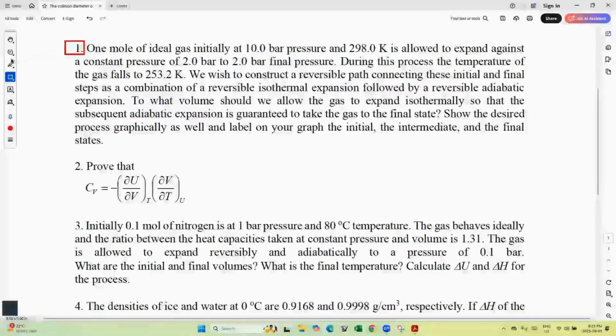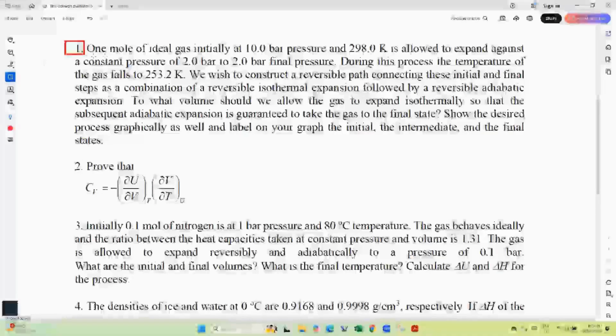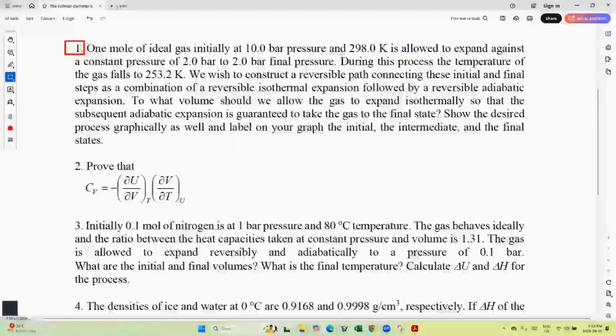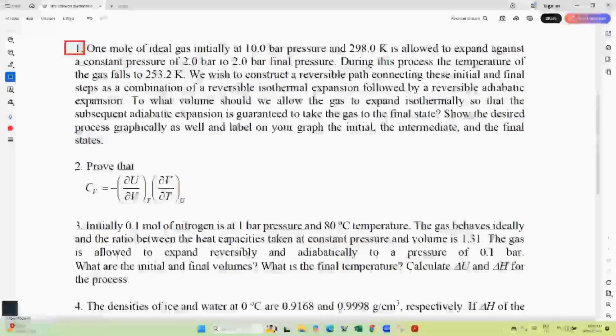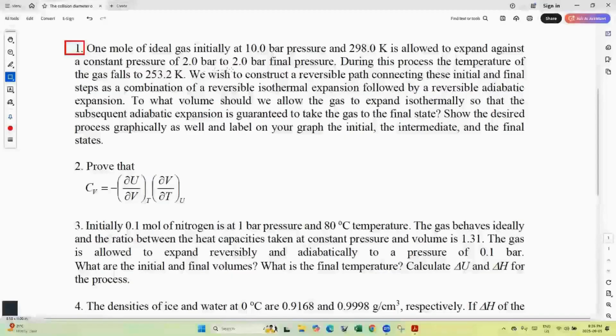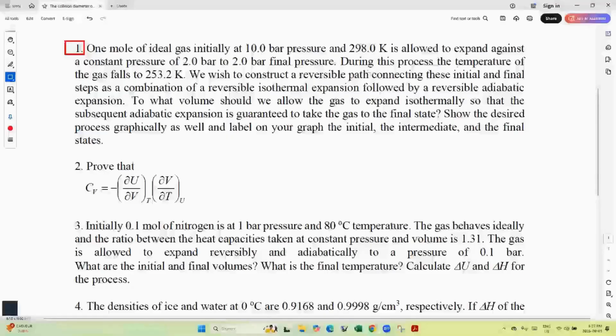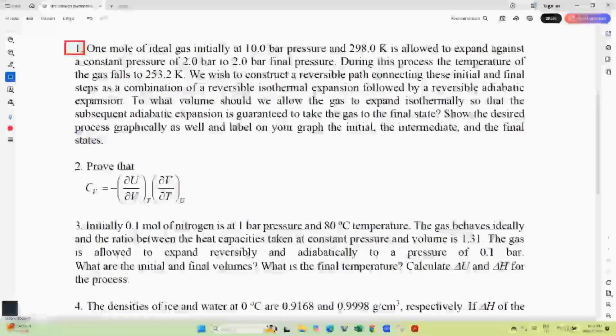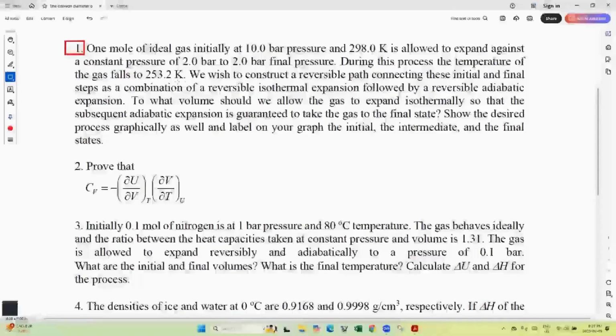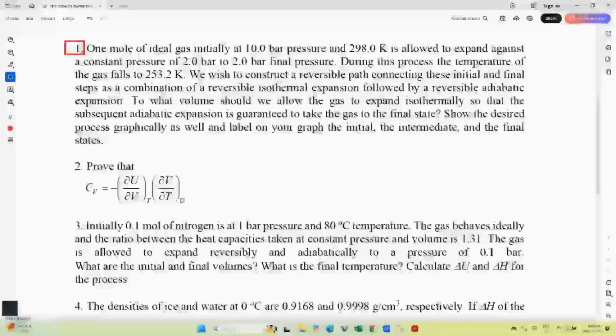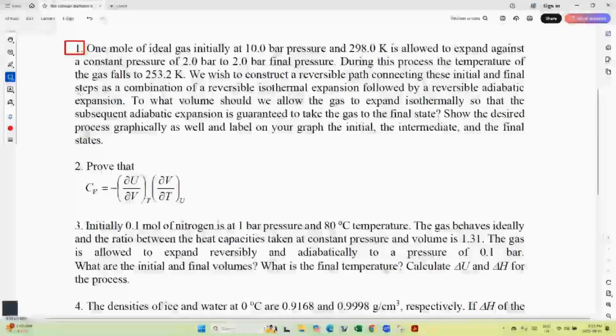Hi, questions in thermodynamics. One mole of ideal gas initially at 10 bar pressure and 298 K is allowed to expand against a constant pressure of 2 bar to 2 bar final pressure. During this process, the temperature of the gas falls to 253.2 K.